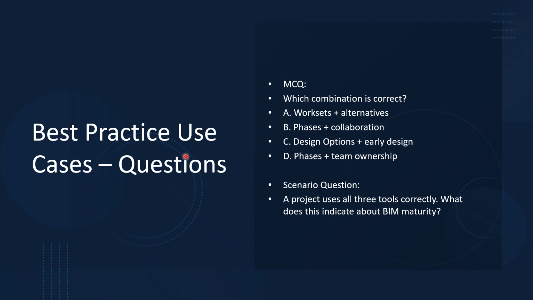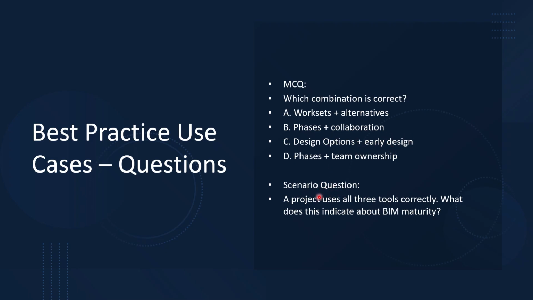Again, some questions related to the use cases. Which combination is correct? Worksets plus alternatives, phases plus collaboration, design options plus early design, phases plus team ownership. So design options are for early design, so this combination is correct.